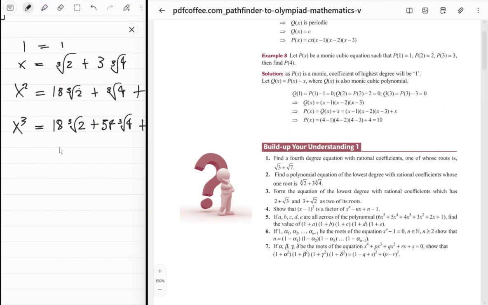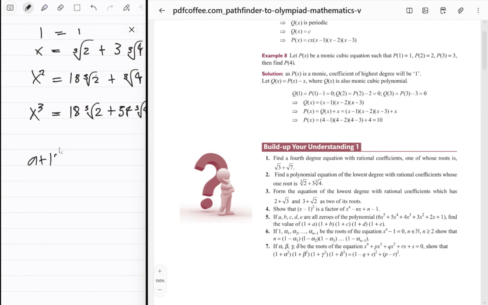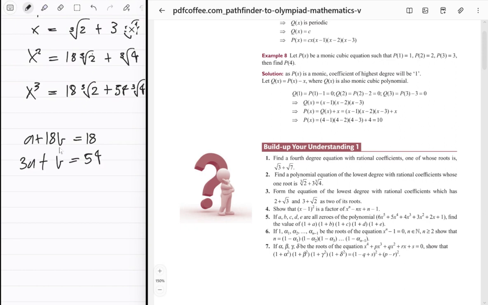We have to get rid. I'm just going to say, okay, a times of this, b times of that. So you get a plus 18b, that's equal to 18. Interesting. And then you get 3a plus b is equal to 54. That's interesting. Okay. When does this happen?